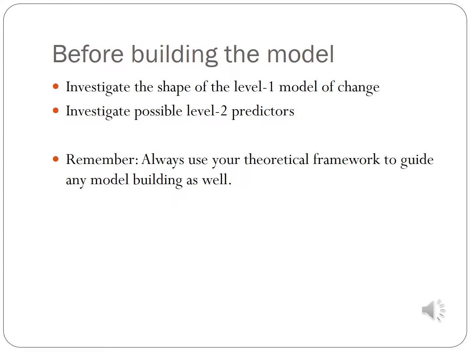Before you start building the model, you go and investigate the shape of your level 1 model of change. What do I mean by model of change? You're looking at your outcome and seeing how, in this case, alcohol use changes over time within people and across people in a descriptive way. When I talk about shape, is it linear? Is it curvilinear? What is going on there? Because that is something you need to know to model your data appropriately. Obviously, you will always want to use your theoretical framework to guide, but you also want to investigate your data so that you can make smart decisions.